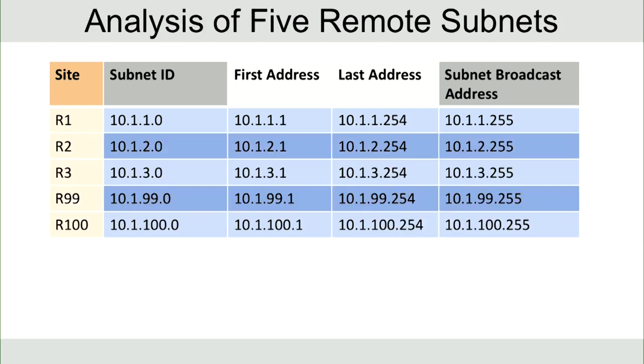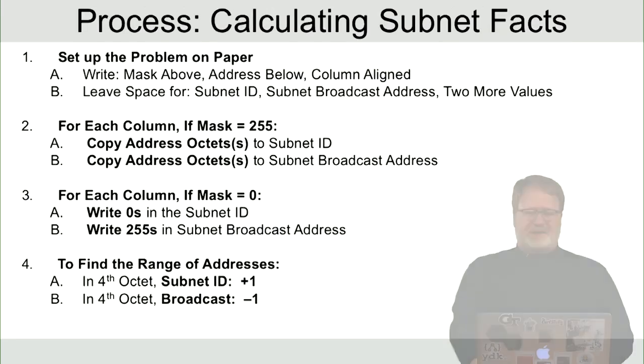Here's a table with the same answers for the other 5, and look at those and notice the pattern. All the subnet IDs in this case happen to end in 0, and all the subnet broadcast addresses end in 255. The first and last addresses end in 1 and 254 respectively. That's a pattern in the easiest cases, and we will see that as you do more and more samples. But let's learn the process.